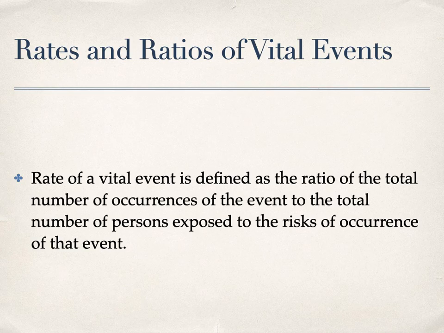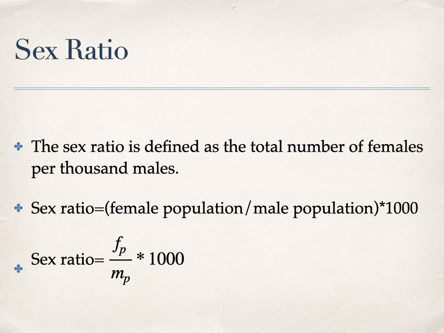One of the important ratios or rates that we are familiar with is the sex ratio. Sex ratio is defined as the total number of females per 1000 males. So sex ratio is equal to female population divided by male population, multiplied by 1000. I have denoted the female population by FP and the male population by MP, multiplied by 1000. So it is the total number of females per 1000 males.